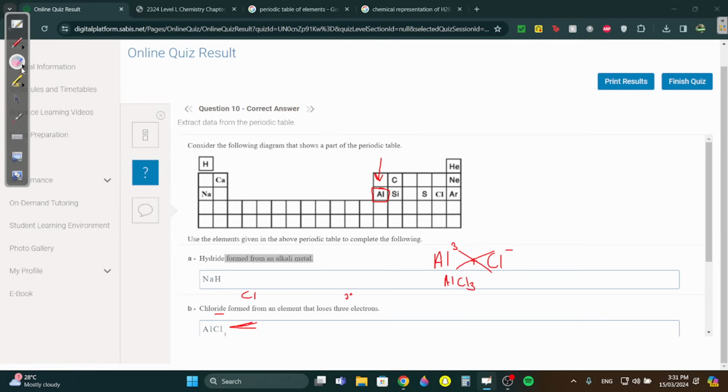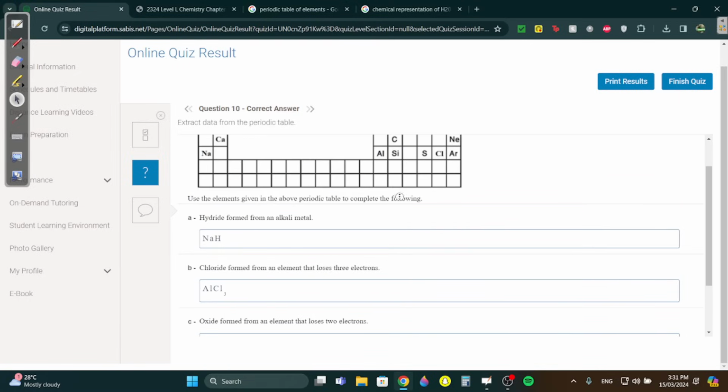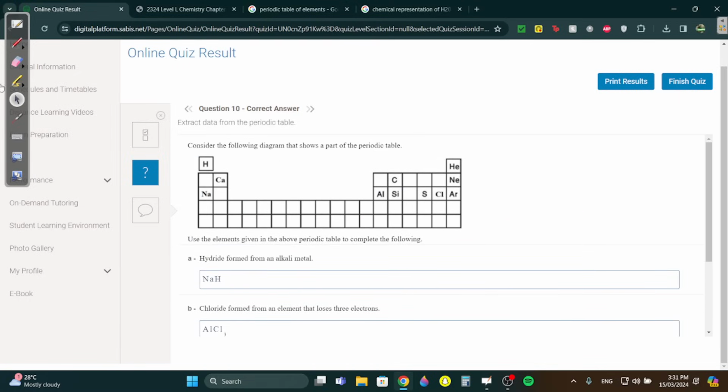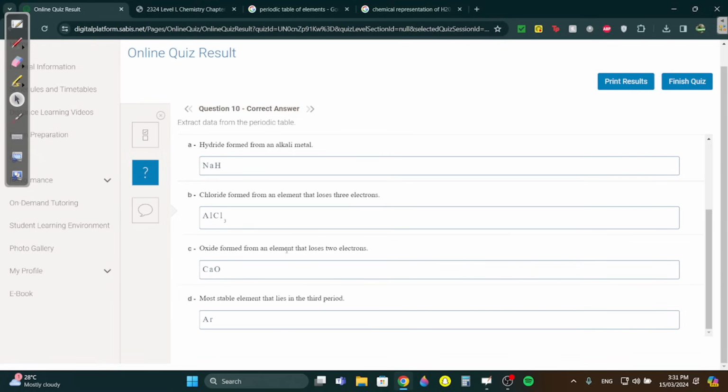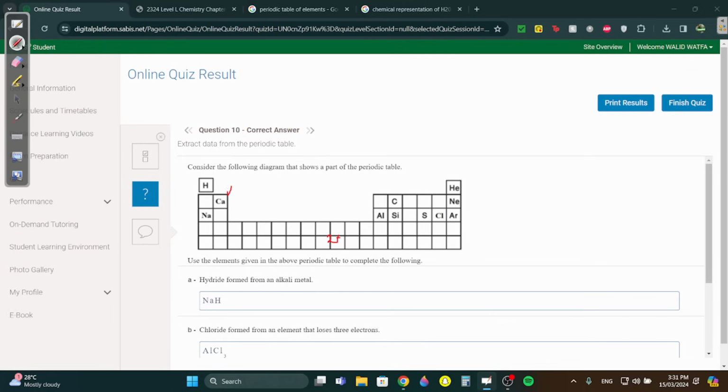Part C, let me go down. The oxide formed from an element that loses 2 electrons. Okay, the oxide formed, so oxygen plus the element that loses 2 electrons. If it loses 2 electrons, it's 2 plus, yeah? Because if you lose electrons, it becomes positive. Which one's 2 plus? Obviously, it's the one in group 2, which is calcium.